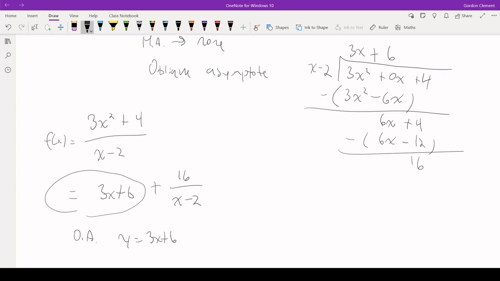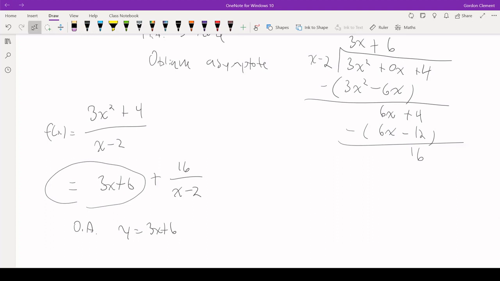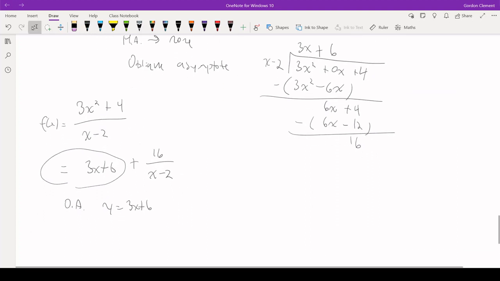And why that's the case is because when x gets really big, this last term that hasn't been divided yet, when x is a million, pretty much turns into 0 as x gets really, really big or really, really negative, because you're doing 16 divided by a huge number. So overall, the function's going to look just like that line when we're really, really, really big. So there's your oblique asymptote.